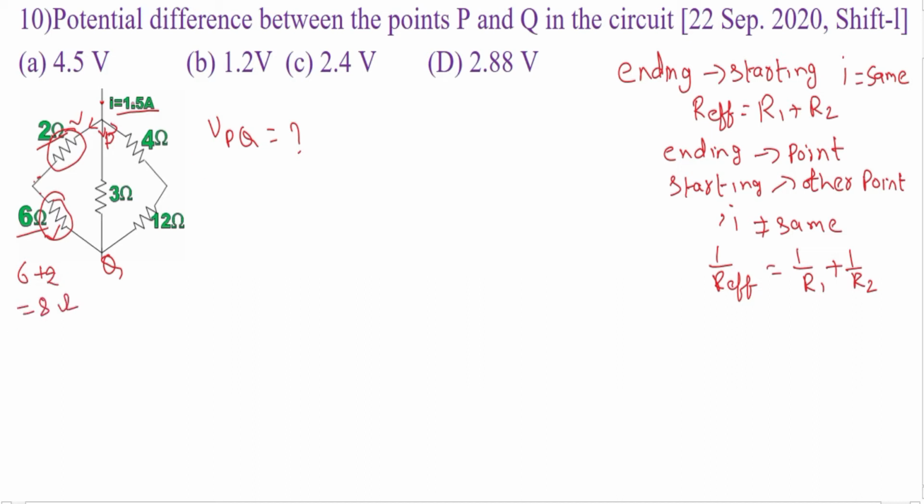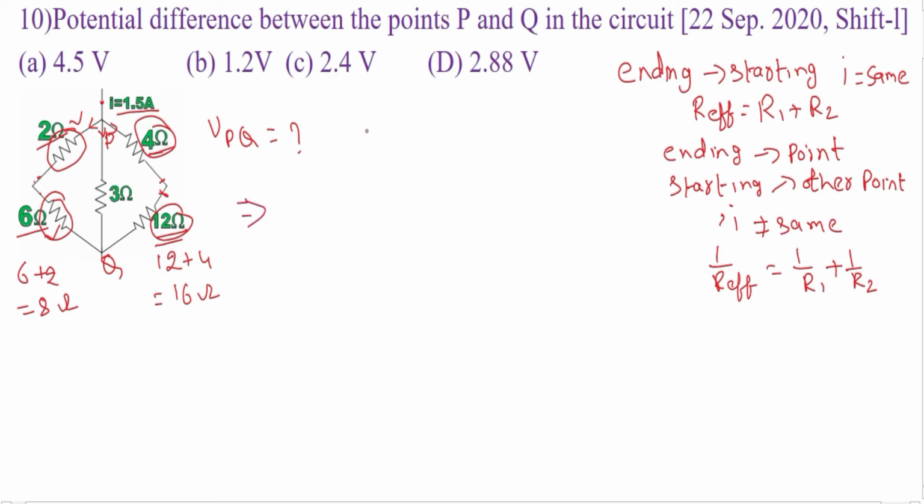Next, let us go to this 4 ohm resistor and 12 ohm resistor. The ending of the 4 ohm resistor is connected to the starting of the 12 ohm resistor, and the same current will flow through 4 ohm and 12 ohm. That is, these two are again in series. That means the effective resistance of these two will be 12 plus 4, that is R1 plus R2, equal to 16 ohm. Now this diagram will be converted like this.